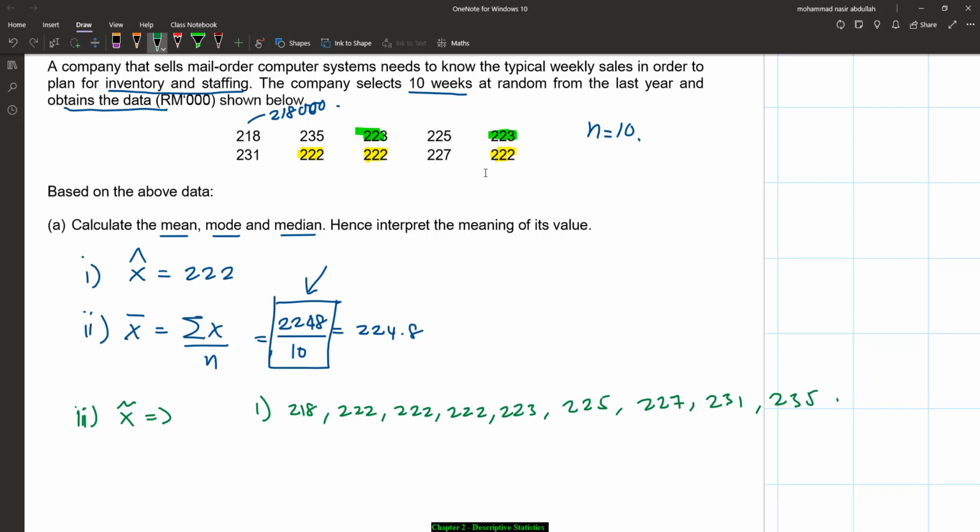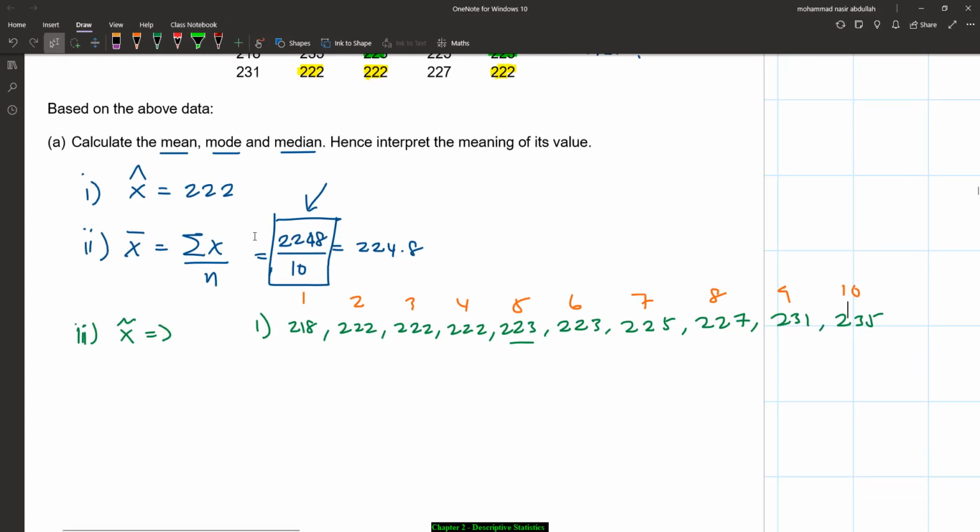Which one did I miss? Oh, this one. Once more. So you need to carefully arrange the data. 223, 225, 227, 231, 235. So let's position the numbers. This is position number 1, 2, 3, 4, 5, 6, 7, 8, 9, 10.